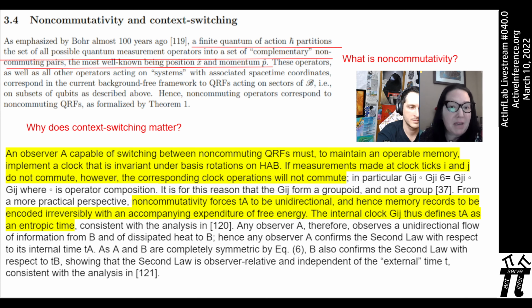If measurements made at clock ticks I and J do not commute, however, the corresponding clock operations will not commute. So non-commutativity forces TA, which is time, or the time step that it takes to record a memory, to be unidirectional, and hence memory records to be encoded irreversibly with an accompanying expenditure of free energy. So the internal clock thus defines TA as entropic time. I thought that was super interesting.